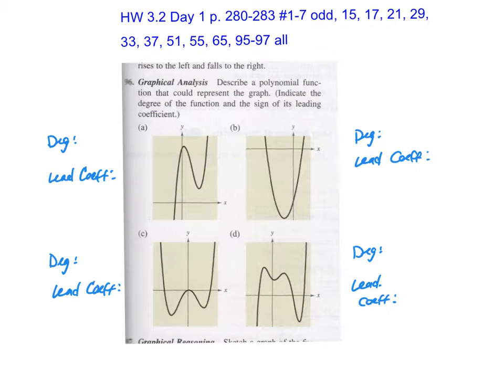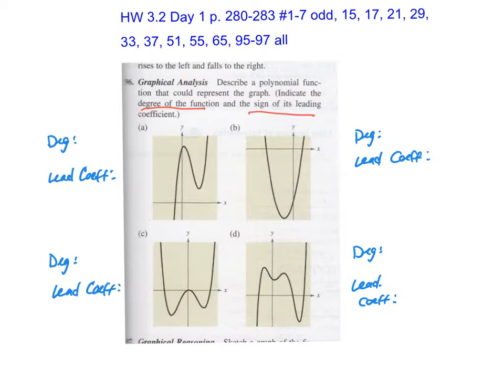This is a solution to problem number 96 from homework 3.2. We're given a graph of a function and we're supposed to describe a polynomial function that could represent the graph. In particular, we're asked to indicate the degree of the function and the sign of its leading coefficient. So we're going to combine the leading coefficient test as well as what we know about turning points to determine a possible degree and the sign of the leading coefficient.